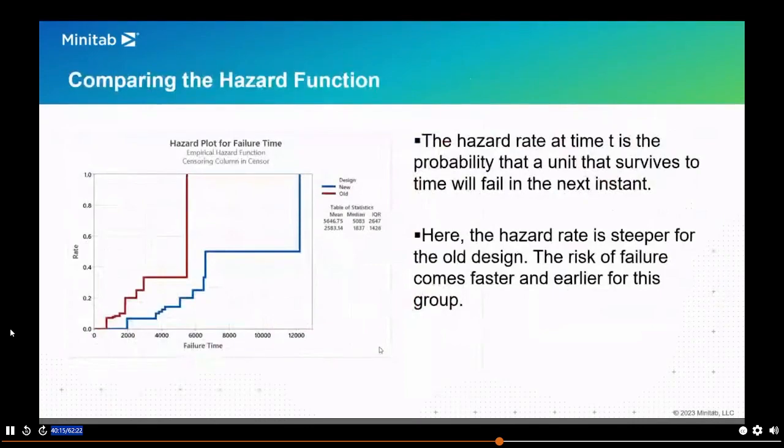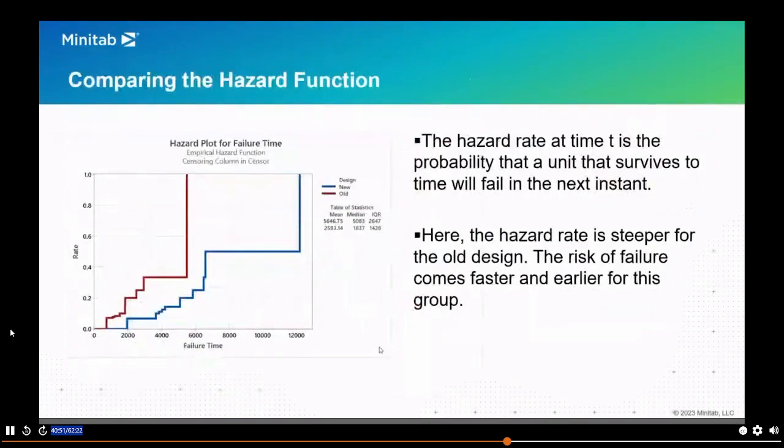So the hazard rate at time t, again, is another way to say it. It's the probability a unit that survives until that time will fail in the very next instant, right? So we could look at this using the Weibull distribution. We did that earlier. Here we're looking at the non-parametric hazard, but we see the same thing. We see that the hazard rate is steeper for the old design, meaning that red line, the instantaneous chance of failure is steeper. The risk is higher for the old design.